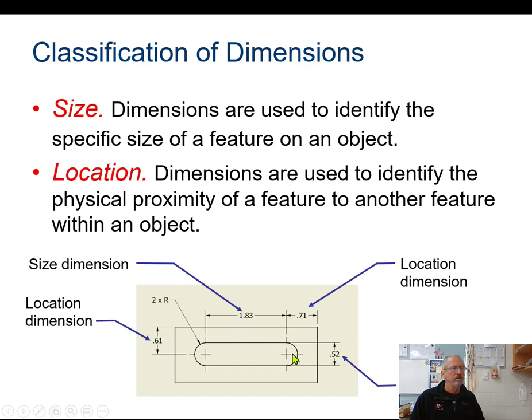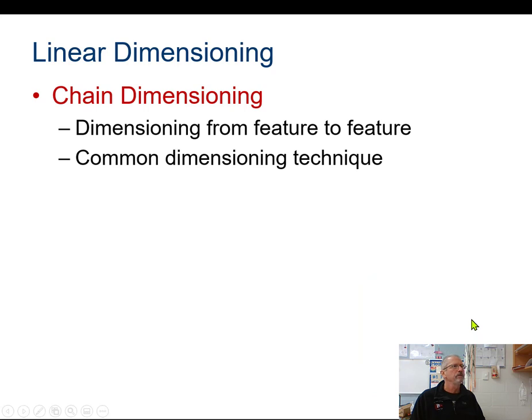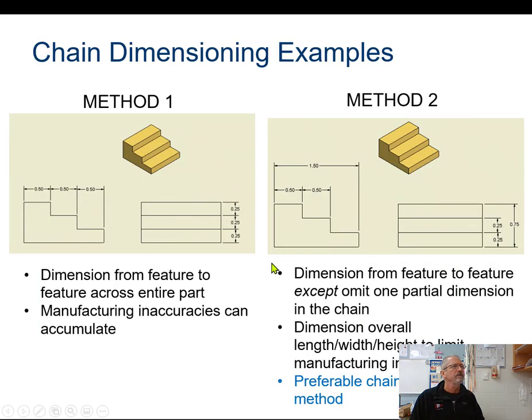That is actually going to be, if this were metal, we would use a milling machine, and we would have a 0.52 mill, and we would bring it down in here, and we would mill directly over here and stop it over here. This is a location. We're locating the center. So, size and location. Linear dimensions, chain dimensioning. Let's take a look at chain dimensioning now.